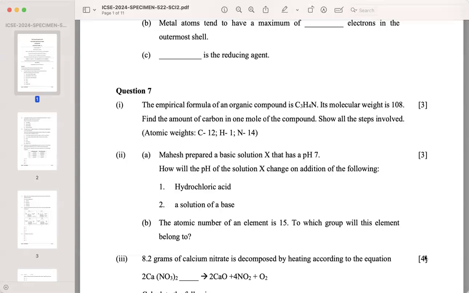Then part 2A, Mahesh prepared a basic solution X that has a pH 7. How will the pH of the solution X change on addition of the following acid? Hydrochloric acid. pH decreased from 7 because it is an acid. A solution of a base, pH is increased. The atomic number of an element is 15. To which group of the element it will belong? It will belong to group 15.